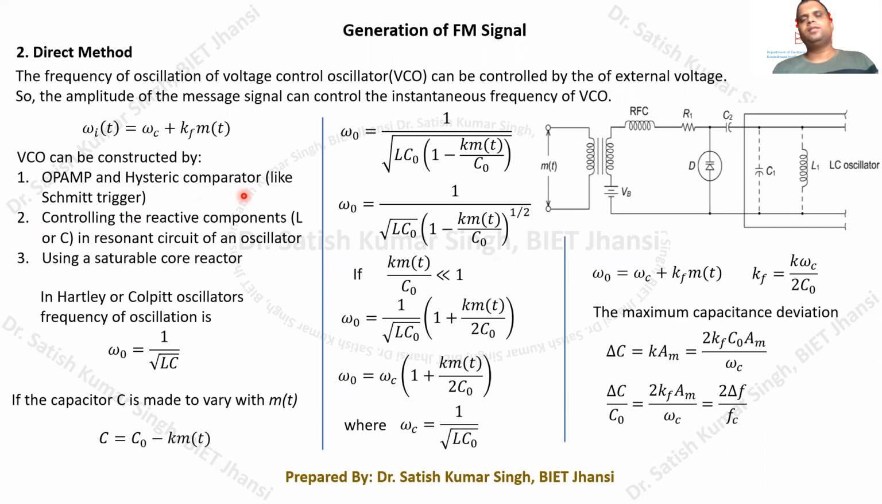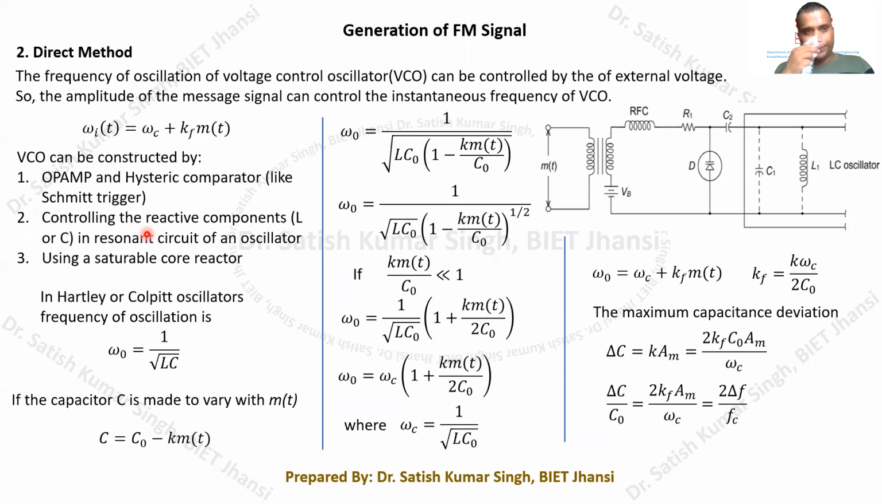One more thing that we can have is using saturable core reactors. We can have a core in which the inductance can be controlled by the current flowing in another core. That way we can generate voltage controlled or current controlled oscillations in the circuits. In this lecture, I will be talking about the controlling of reactive components in resonance circuits of an oscillator.